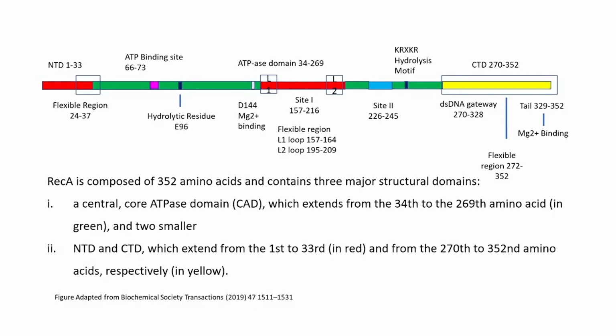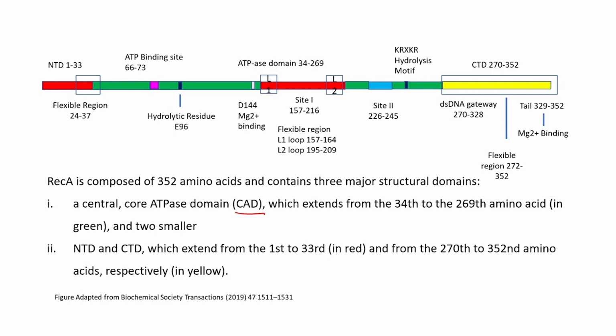Let us now study about the various structural domains of RecA protein. You can see in this picture various domains which we have colored, and these colors represent certain domains which we will be discussing one by one. RecA is composed of around 350 amino acids and contains 3 major structural domains. There is a central core ATPase domain or CAT domain which extends from the 34th to the 269th amino acid residue, and here we are depicting these in the green color.